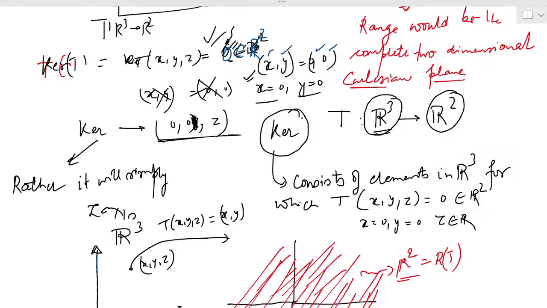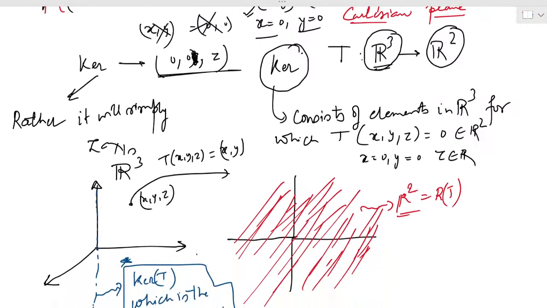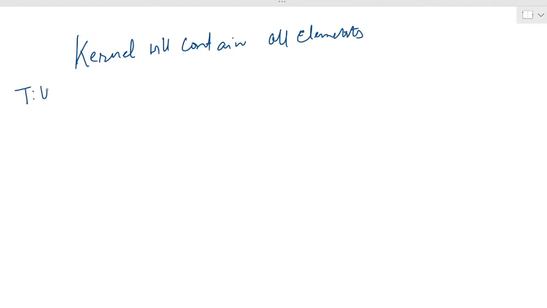Now again, I'm coming back to the point. See, what is kernel? Understand my mistake here. Actually, I got confused. So what is kernel? Kernel will contain, I'm writing it in English so that you'll understand, all elements. So if I have a linear transformation from U to V, all elements in U such that T of u becomes 0. And this 0 will be contained in V.